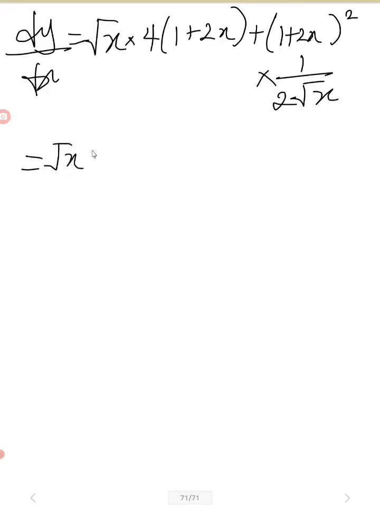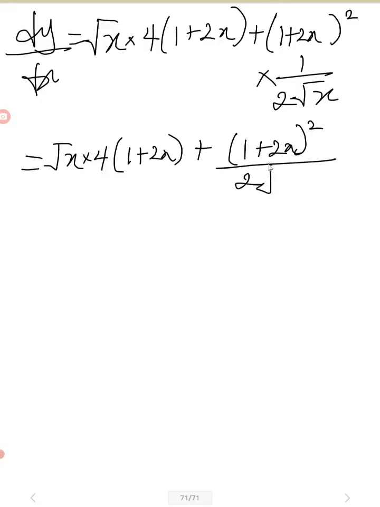root x times 4, (1 plus 2x), plus (1 plus 2x) all squared over 2 root x. That is all. We are able to have simplified this. So this is the final answer. Because by the time you expand again, you still need to simplify back. So we have to stop in that place.